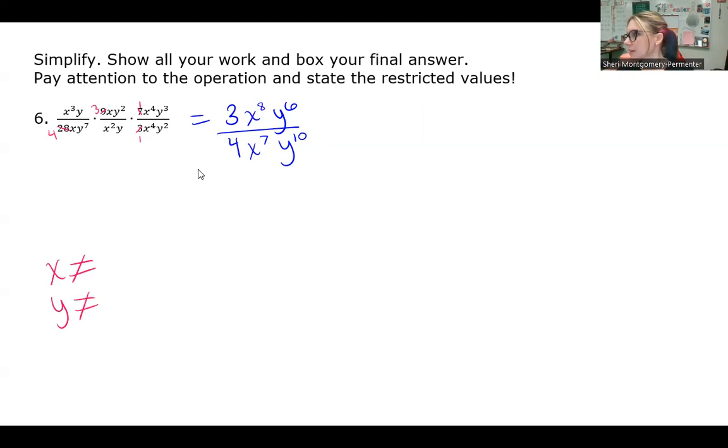Did y'all get the same thing? All right, so before we go any further, let's identify what x and y cannot be.